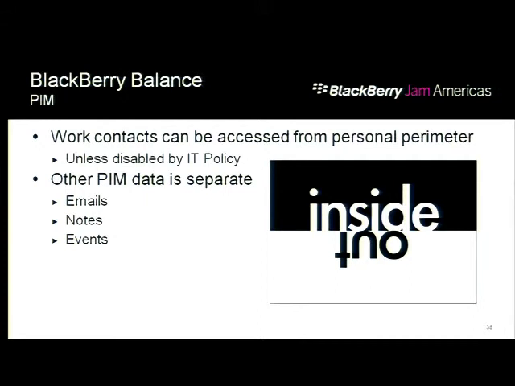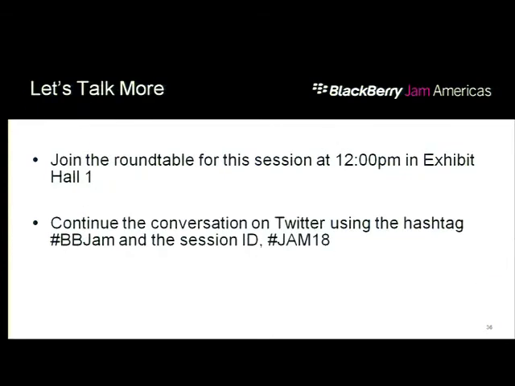So it can be disabled, but by default it's not, and that's what that little parameter I showed you way back at the beginning when we created a contact was, whether this contact being created should go in the work or the personal perimeter. Other stuff is totally separate. So emails, you can access personal emails from the personal perimeter, but you can't access the work emails. Work emails can be accessed from the work perimeter, but not the personal emails. Same with the other things like notes and events. Yeah, so that's basically what I had.